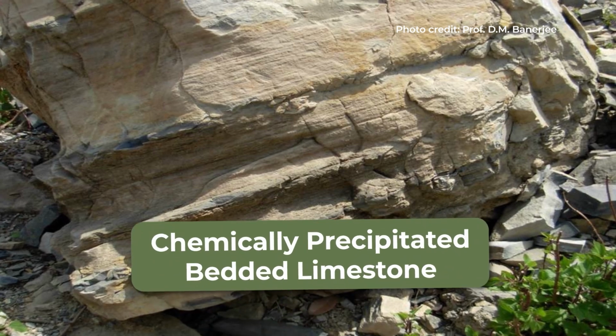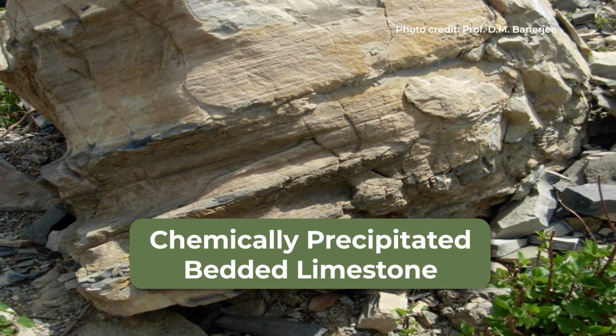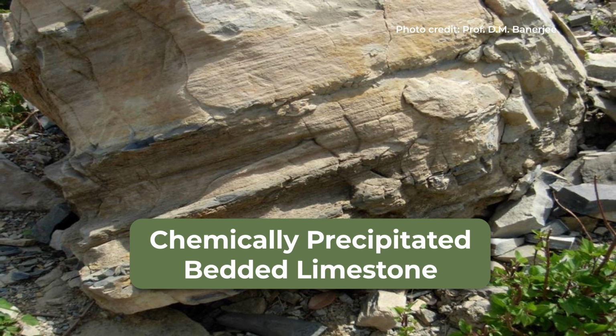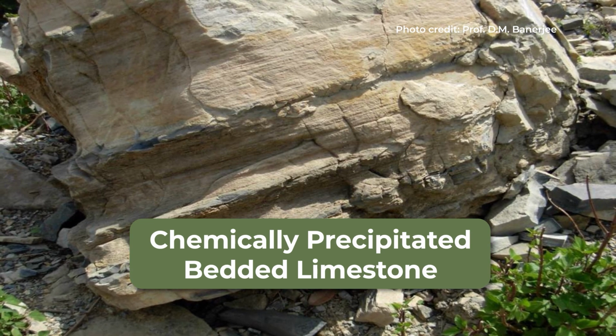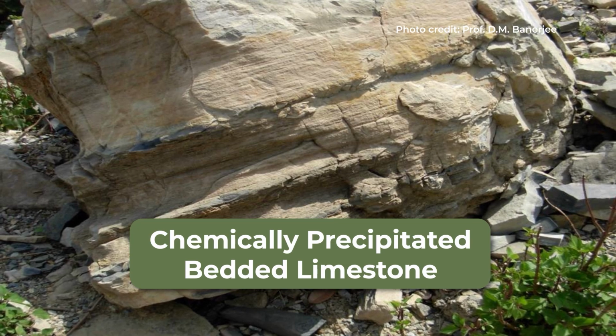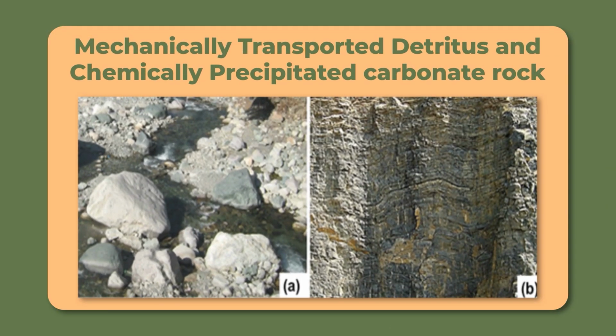This is a limestone sample. You can see a bedded limestone, a chemically precipitated calcium carbonate rock, thinly layered bedded limestone, also from the Himalayas. On two sides, you have mechanically transported detritus. You can see the rivers. The river is carrying the material. There are big boulders on this side, and pebbles and cobbles on the other side of the river. So they are mechanically transported detritus.